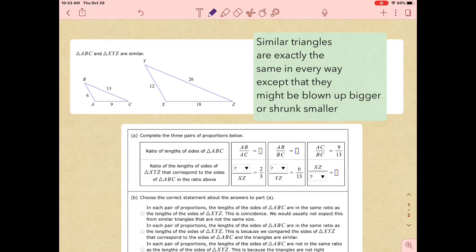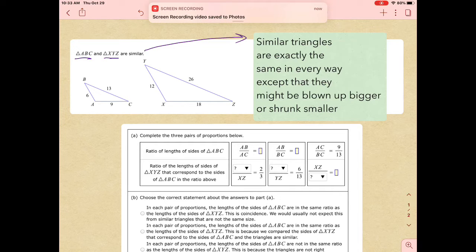In this problem, we're looking at two similar problems. It says the triangle ABC and triangle XYZ are similar, and that means that they are exactly the same in every way, except that they might be blown up bigger or shrunk smaller. And then it's going to ask us some questions so that we can understand this better. It says complete the three pairs of proportions below.